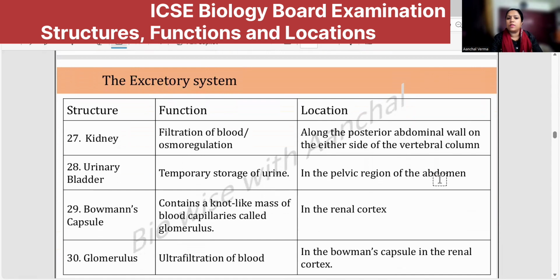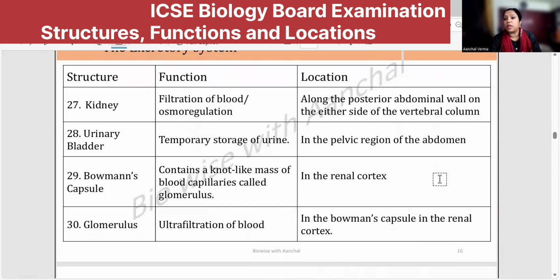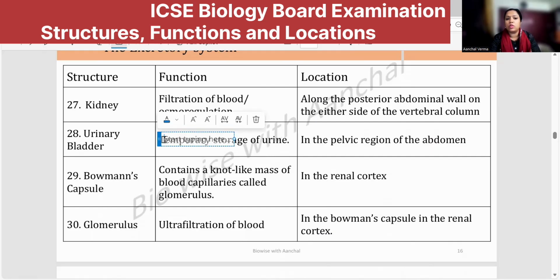Kidney, what is the function of kidney? Filtration of blood and osmoregulation. And where is it located? It is located on the posterior. Posterior means back, anterior means front. So, along the posterior abdominal wall on either side of the vertebral column, that is your backbone. Urinary bladder, the function is temporary storage of urine. Please write down this, okay? The word temporary is very important because it does not store urine forever.